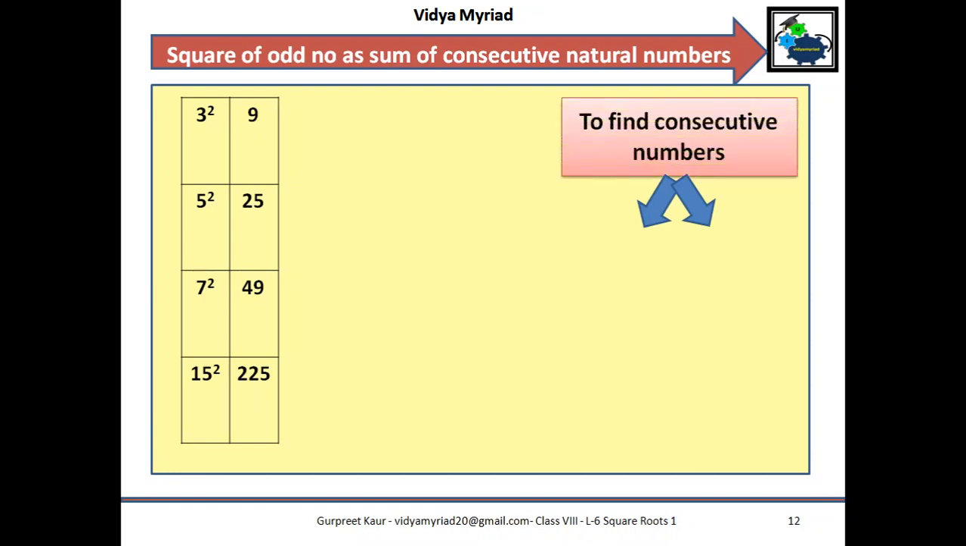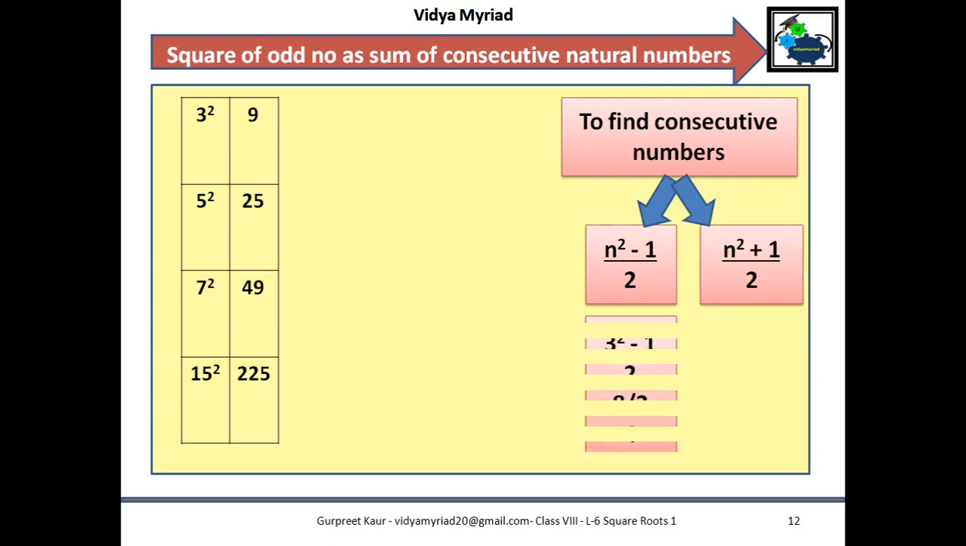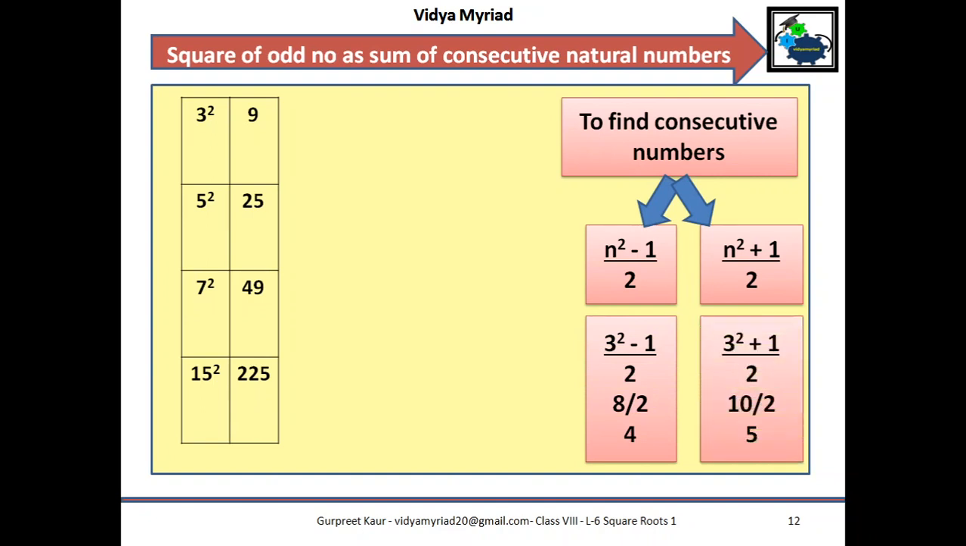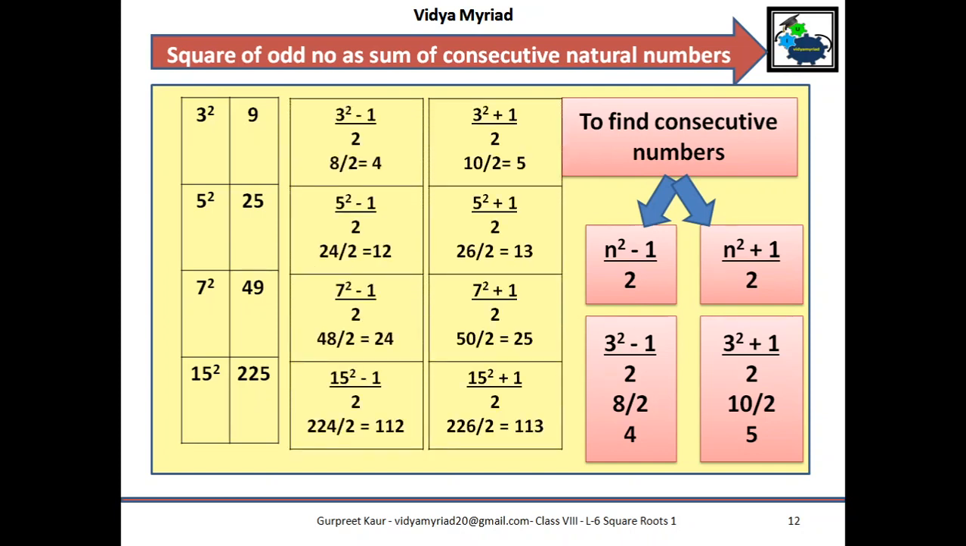There is a formula for this. What you need to do is, you will do n square minus 1 upon 2 and n square plus 1 upon 2. Now what is your n? 3. So 3 square minus 1 upon 2, when you solve it, you get answer as 4. And similarly, when you do n square plus 1 upon 2, you get answer as 5. So 4 plus 5 is 9. And 4 and 5 are consecutive natural numbers. Same way, we can find out all others.